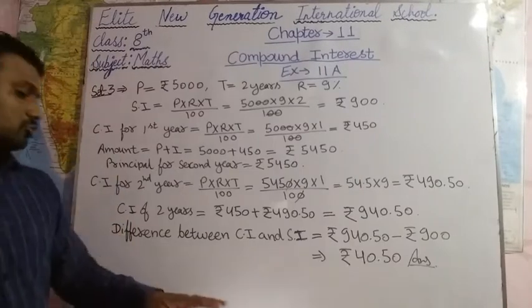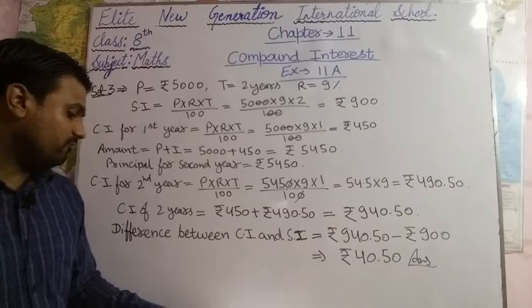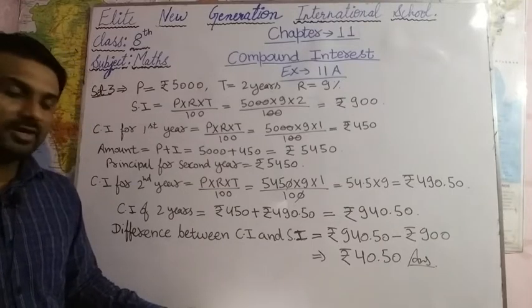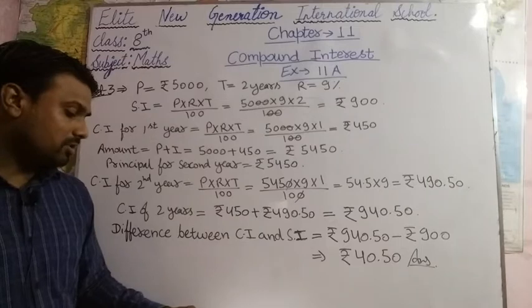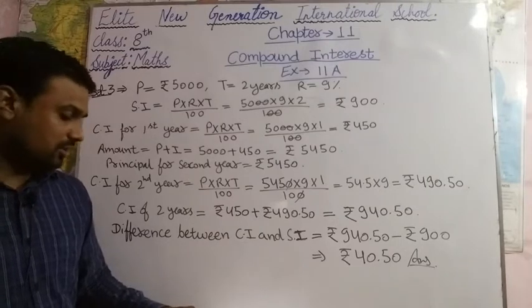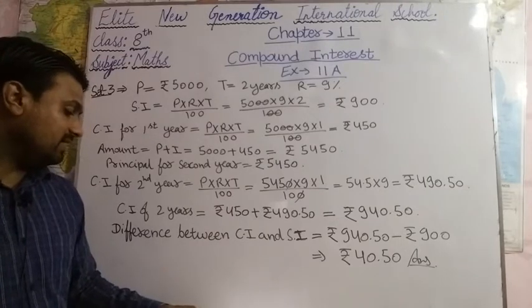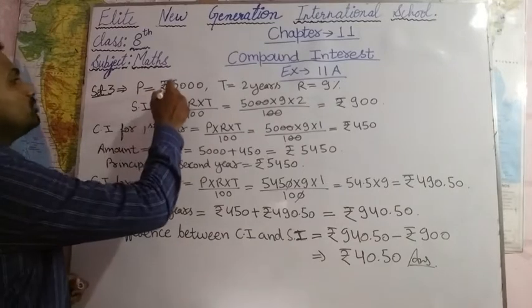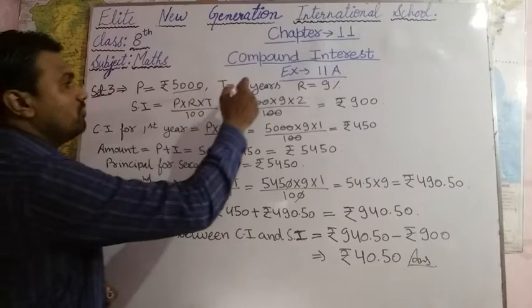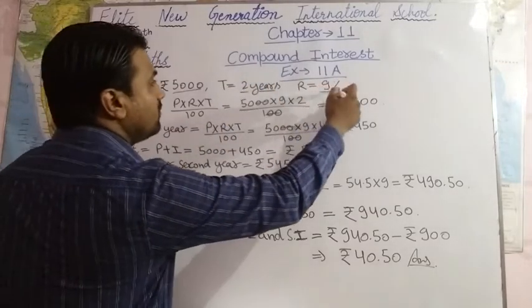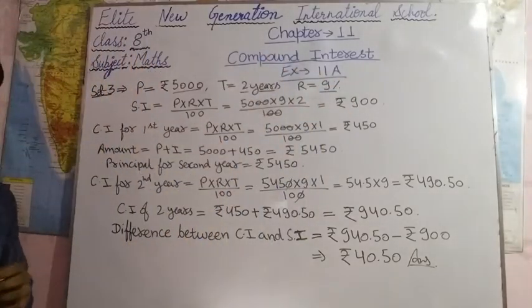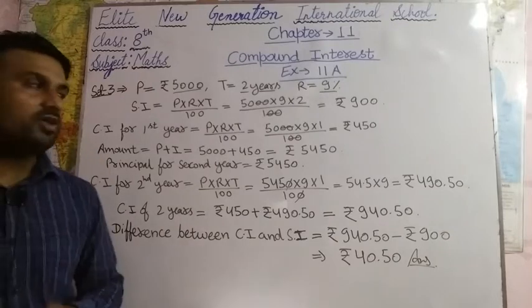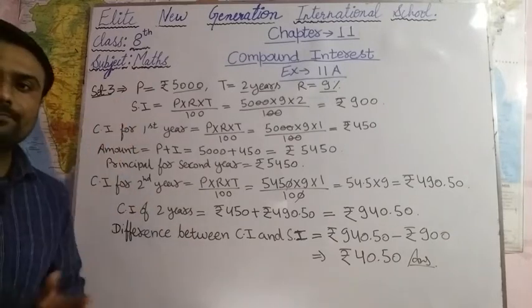So after this, see question number 3. In question number 3, find the difference between the simple interest and the compound interest on rupees 5000 for 2 years at 9% per annum. So here we have given principal equals to rupees 5000, time equals to 2 years and rate equals to 9%. So here we have to find the difference between simple interest and compound interest.